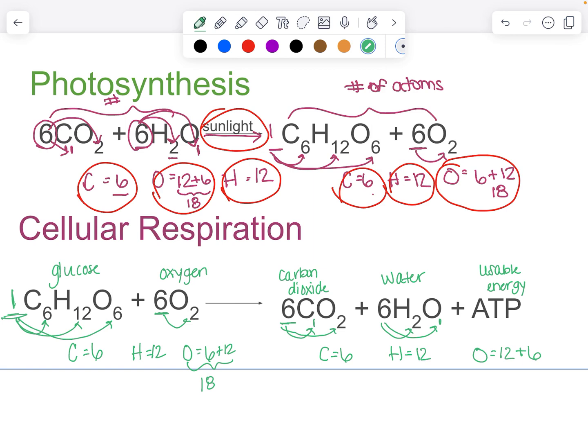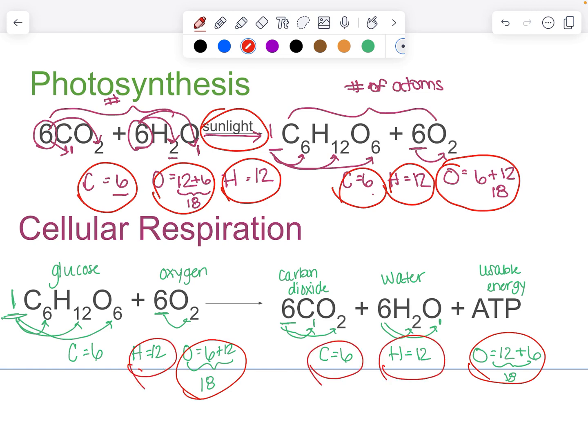And then ATP is its own type of energy source, so that's actually not a molecular structure we're going to take a look at. So if you see in this one, once again, we have 18 oxygens, 18 oxygens, 12 hydrogens, 12 hydrogens, 6 carbons, and 6 carbons. So you can see that once again we have a balanced equation. We haven't lost any carbons, hydrogens, or oxygens. They have just been chemically rearranged to make new molecules.